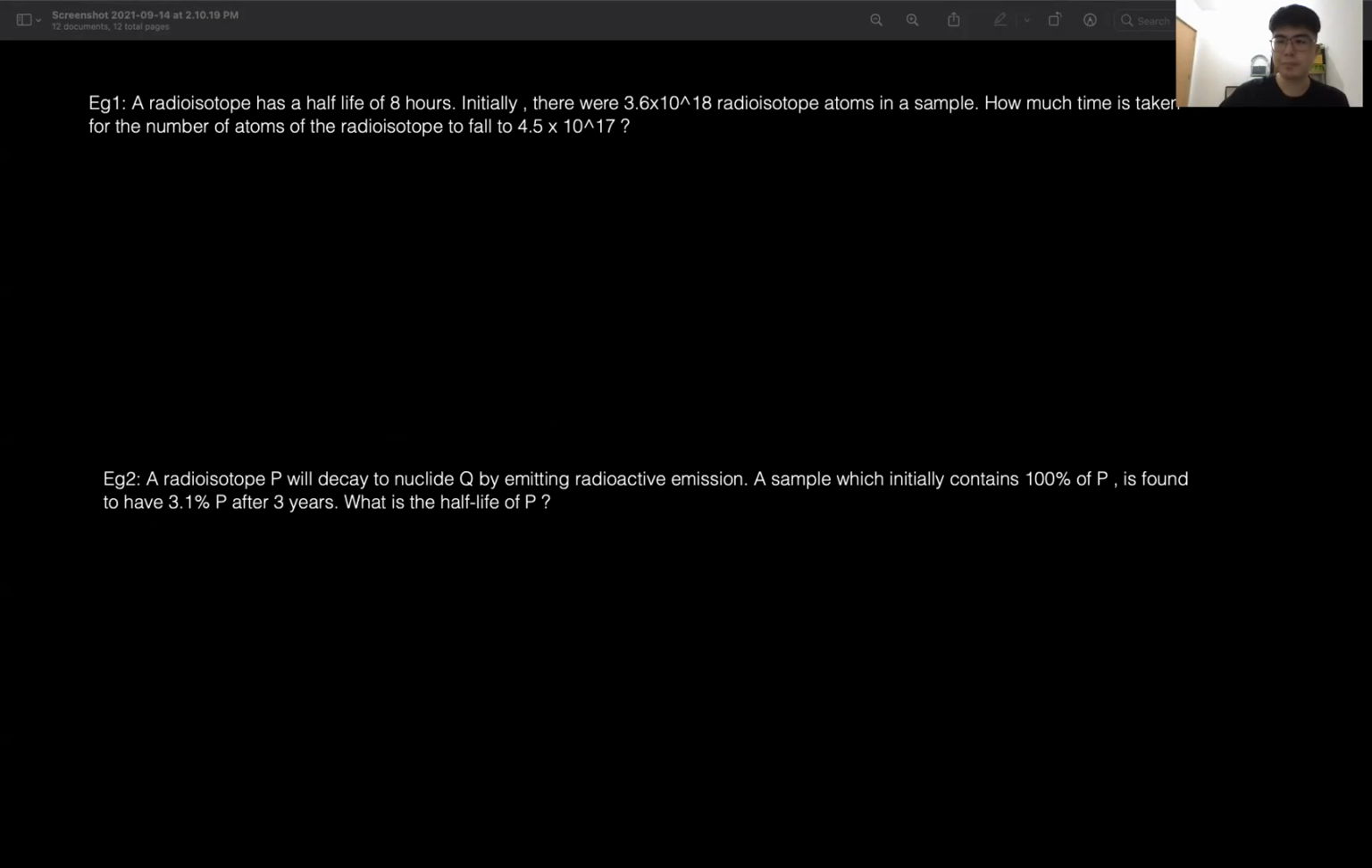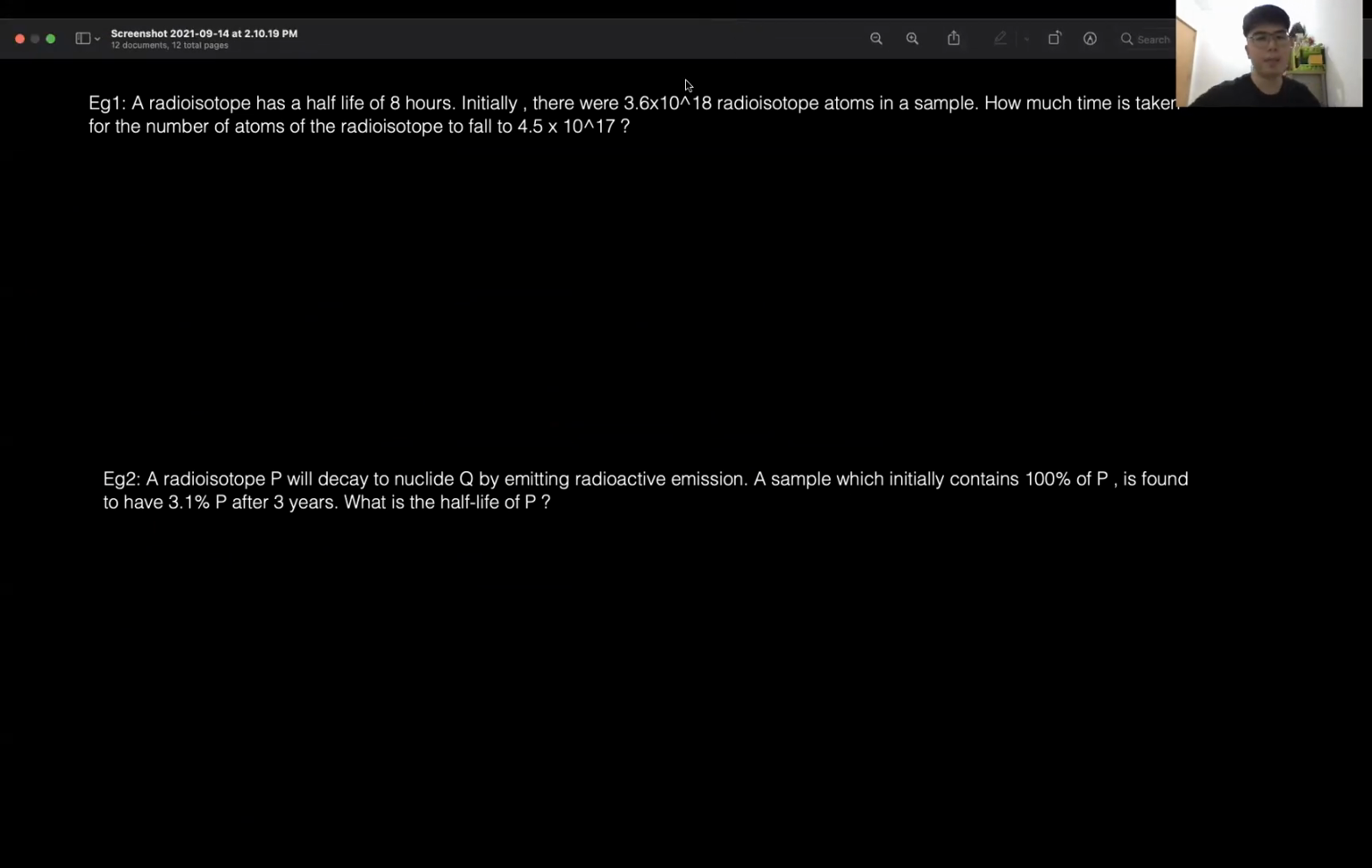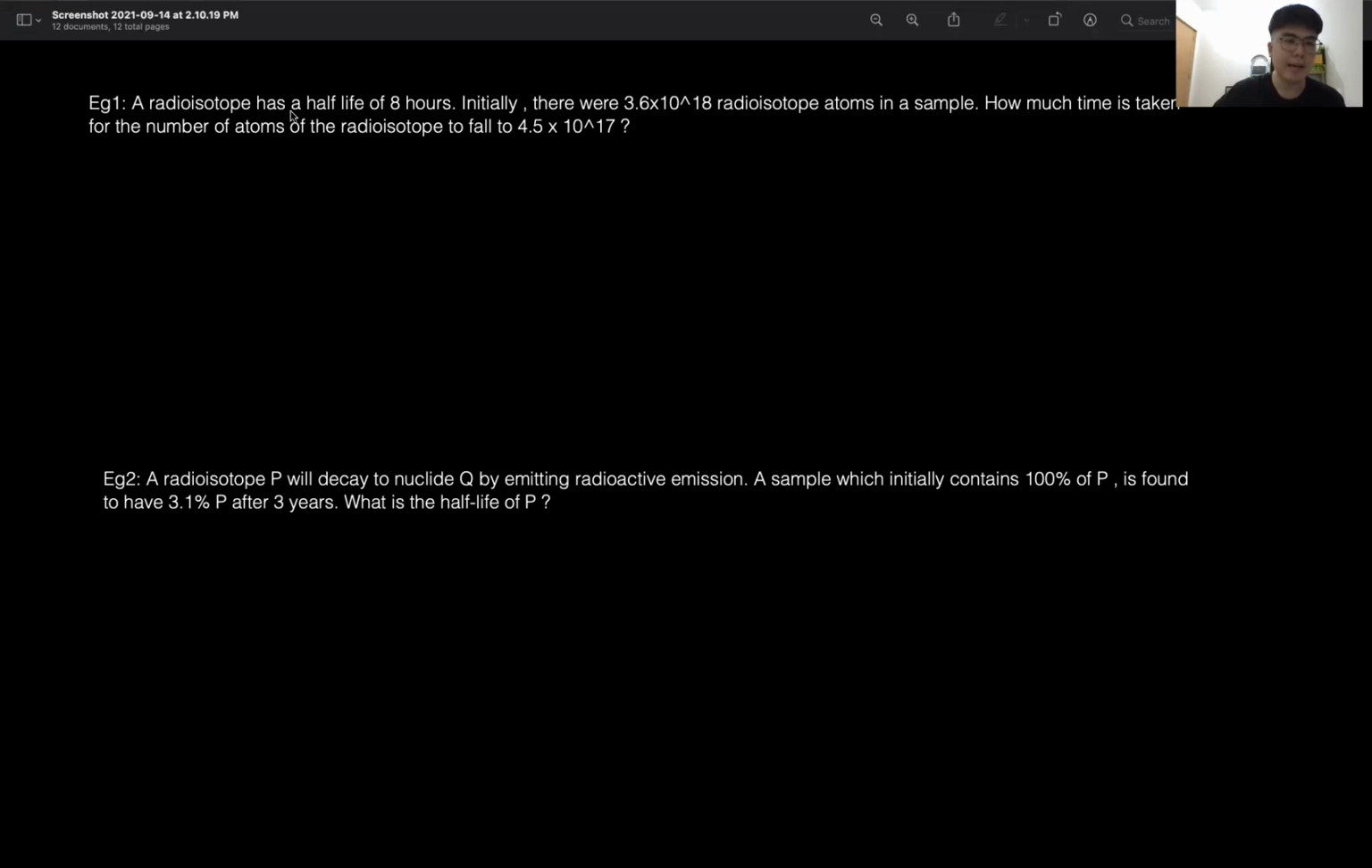Example 1. A radioisotope. Radioisotope means it is a radioactive isotope. Because sometimes the original atom is not radioactive, but its isotope is radioactive, just like sodium. Sodium-23 is not radioactive, it is stable, but sodium-24 is unstable, it is radioactive. So that's why you see a radioisotope has a half-life of 8 hours.